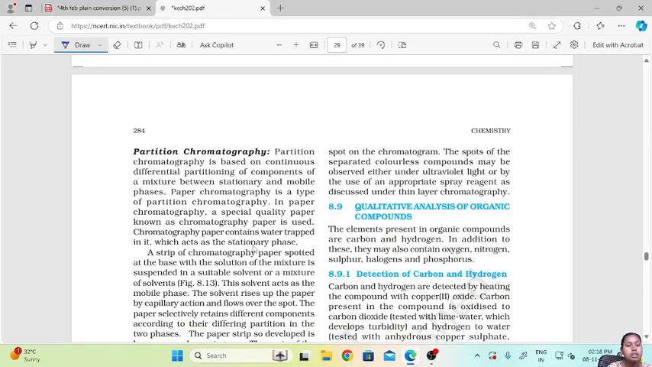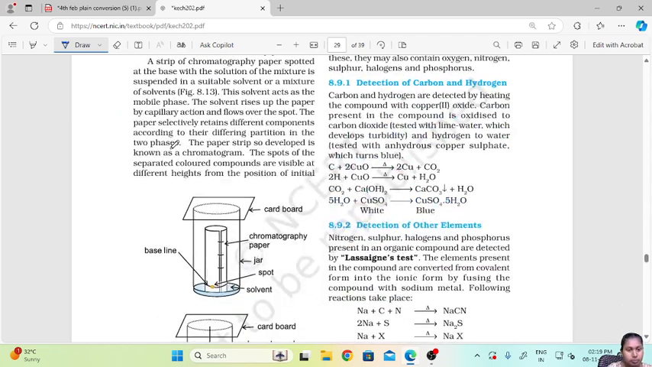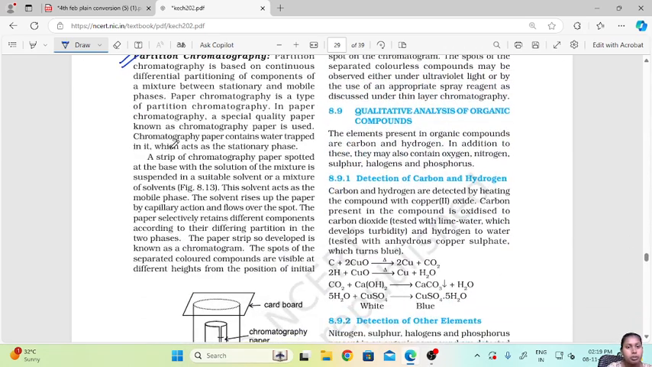Now next one is the partition chromatography. Partition chromatography is based on a continuous differential partitioning of components of a mixture between stationary and mobile phases. You are differentiating the components of a mixture between stationary and mobile phase. Now paper chromatography is a type of partition chromatography. The paper chromatography that we usually do is an example of partition chromatography.